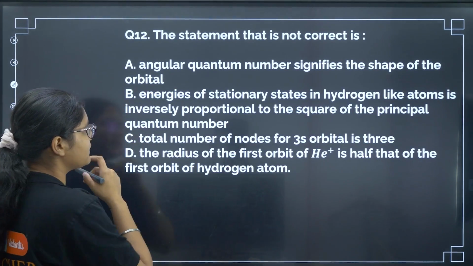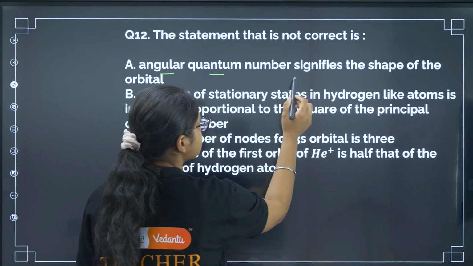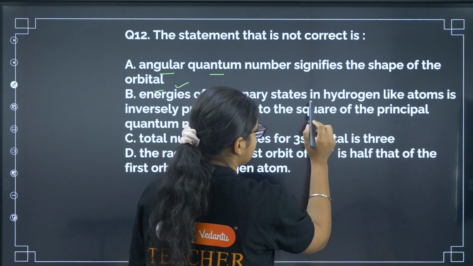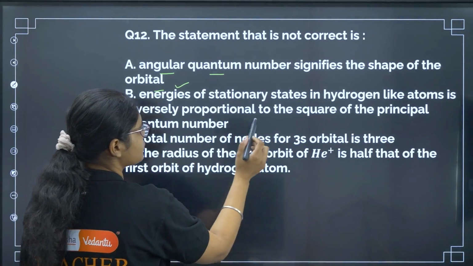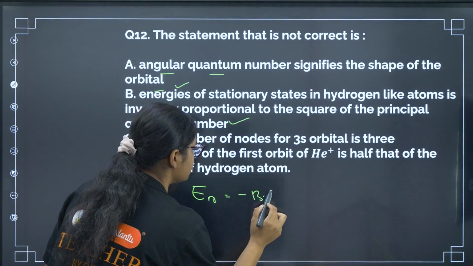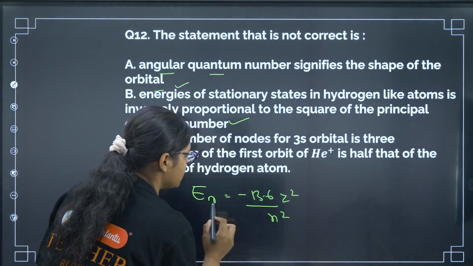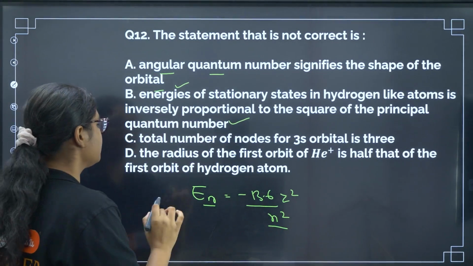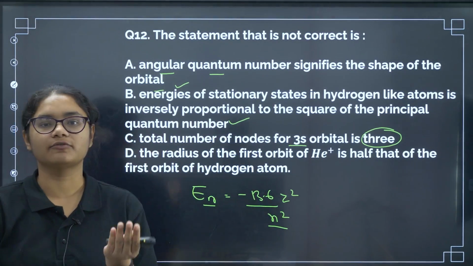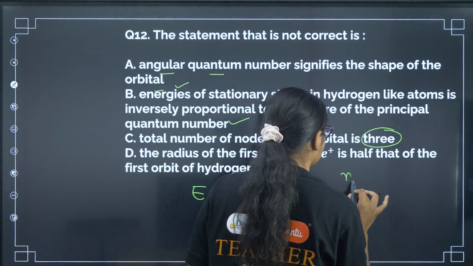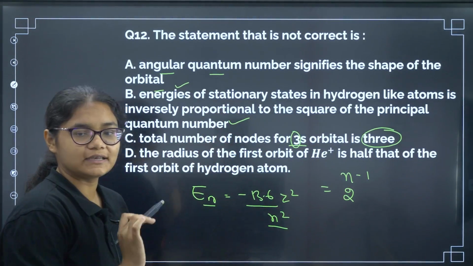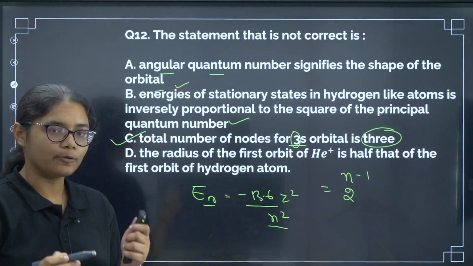Okay, next question. The statement that is not correct is, so angular momentum signifies the shape of the orbital. So this is correct. Energy of the stationary states in a hydrogen-like atom is inversely proportional to the square of the principal quantum number. This is also correct. We have this formula, En is equal to minus 13.6 Z square by n square. So inversely proportional to the square of the principal quantum number. Then total number of nodes for 3s orbital is 3. This one is incorrect because just now I told you the formula for total number of nodes. Total number of nodes is n minus 1. So for 3s the total number of nodes will be 2, but they have given you 3. So this is the incorrect statement. The correct answer for this question will be option number C.